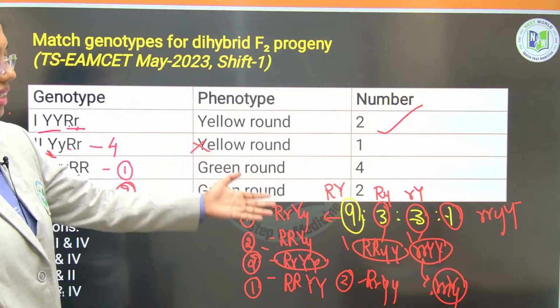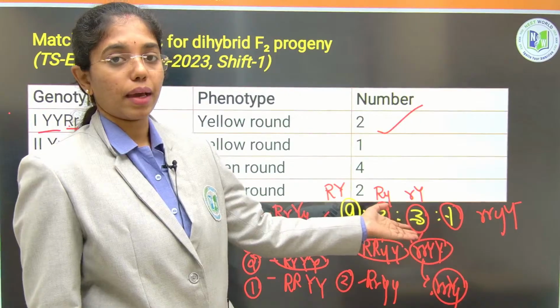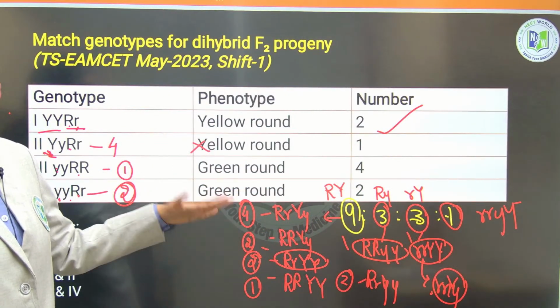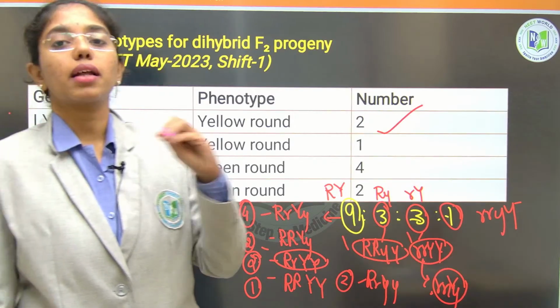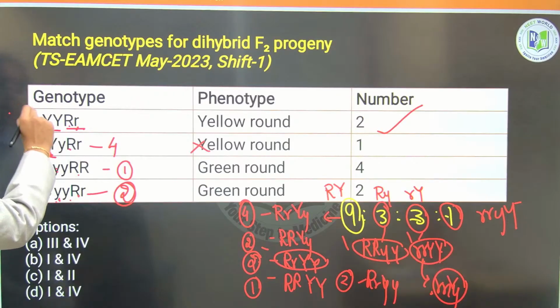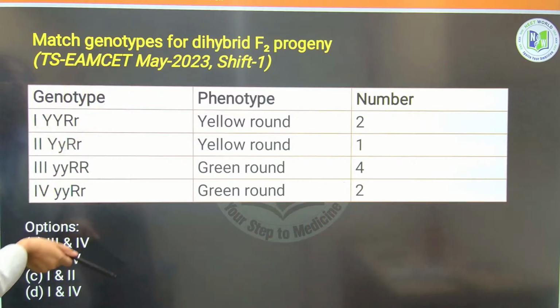So it is easy to remember, you can draw out easily from the phenotypic ratio of dihybrid cross all the possible combinations of alleles. Just remember this and you can answer any question that comes from dihybrid cross. So here the right answer will be option 1 and 4. 1 and 4 will be the right answer. Option D is the right answer. Next question.